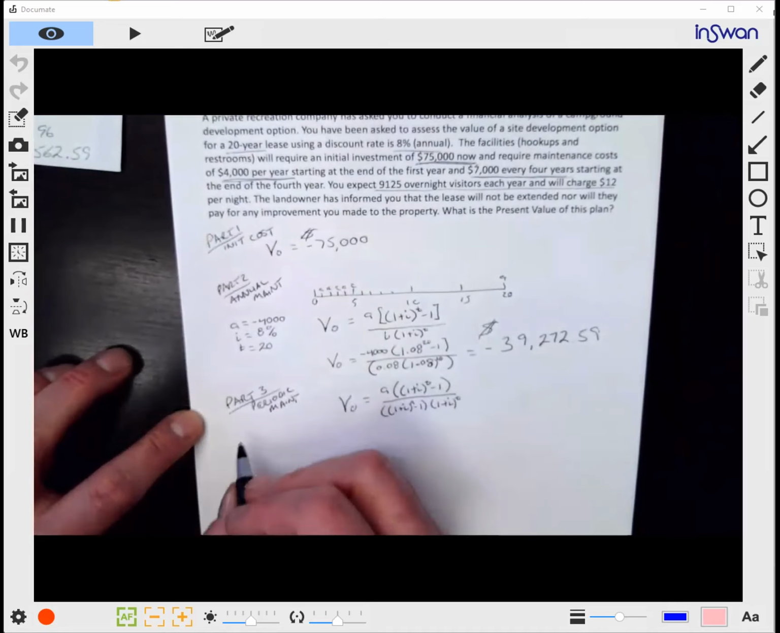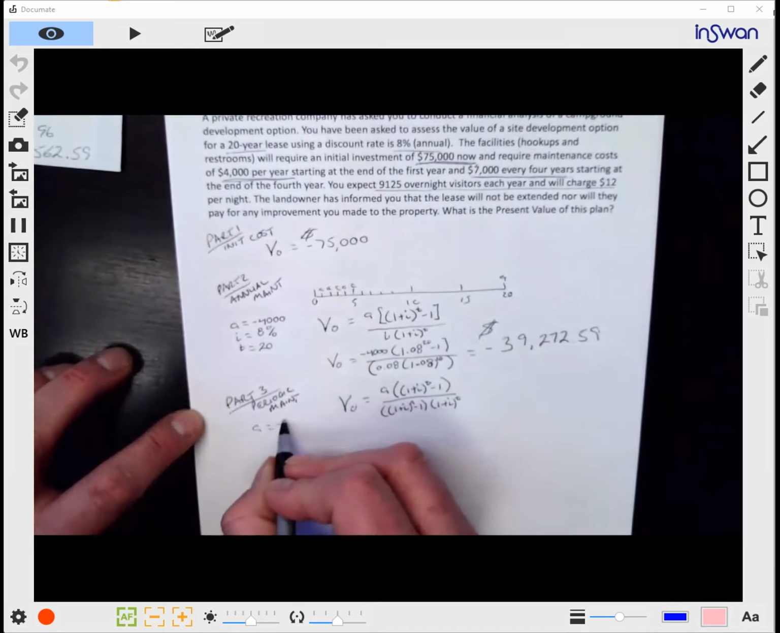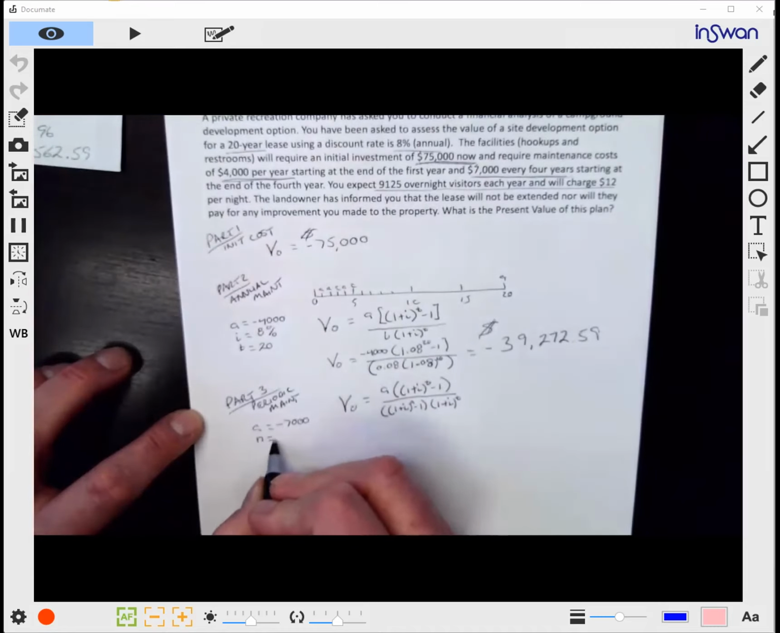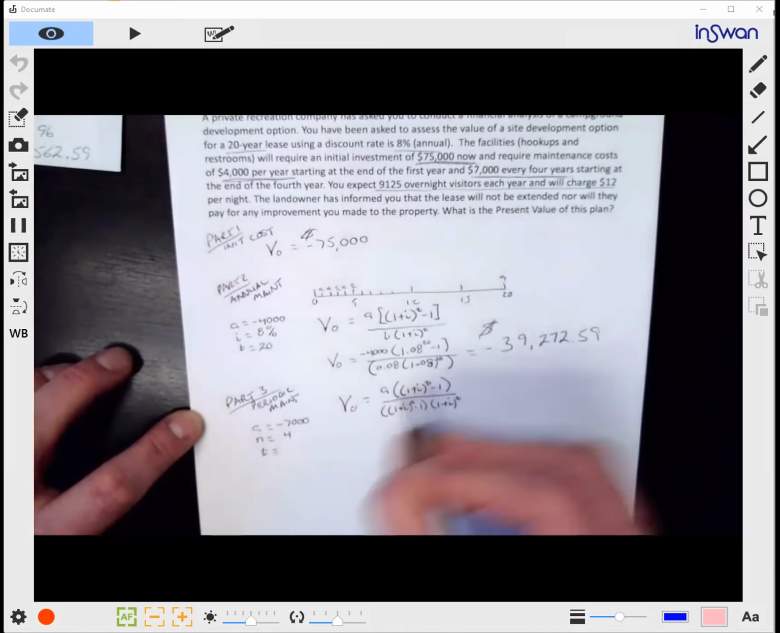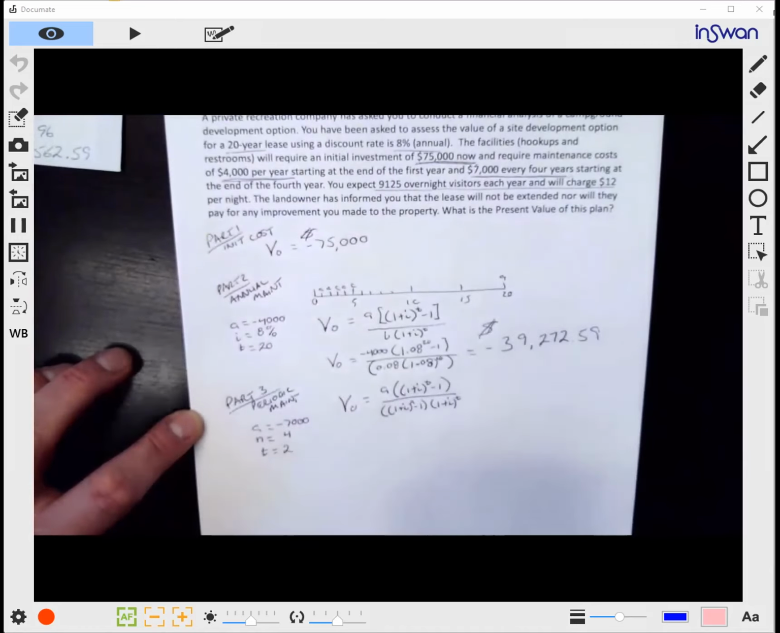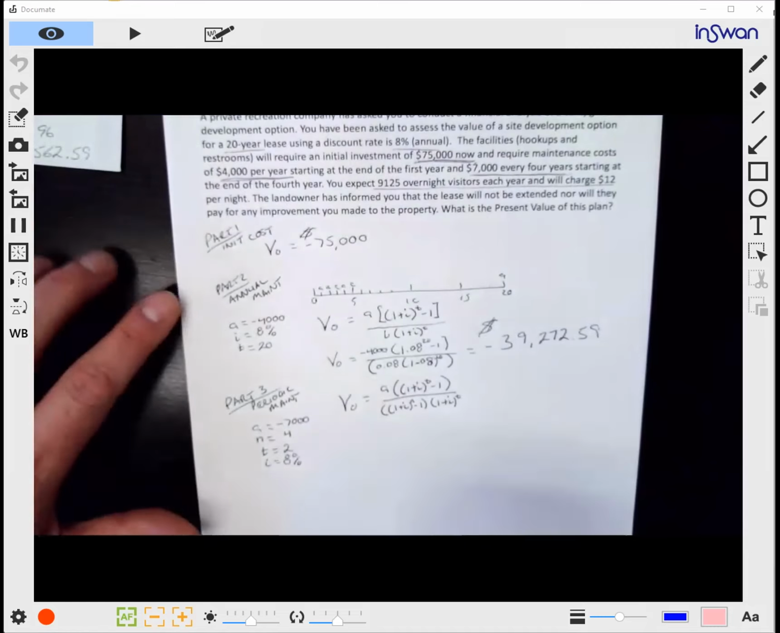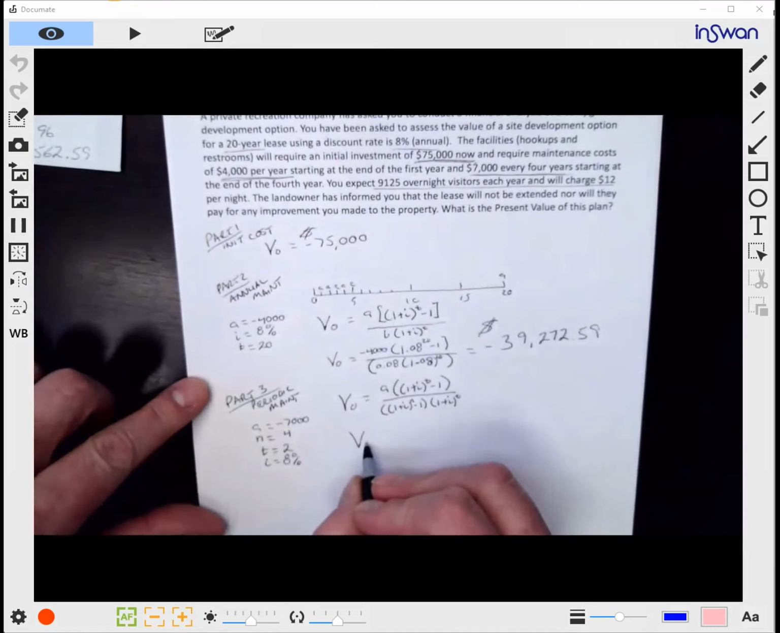What are the known values that we have? This A is going to be negative 7,000. The N is every 4 years. The T is the 20-year time period that we're talking about. I didn't do a timeline. I'm losing the point, guys. And the i is 8%. So I've got my values, got my equation. Go ahead and plug them in.